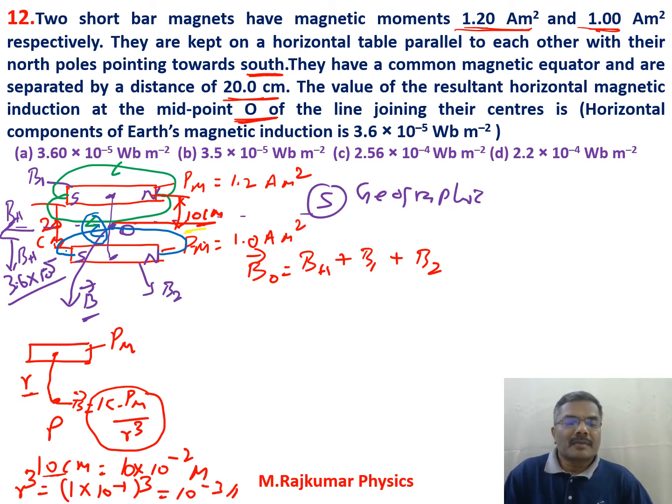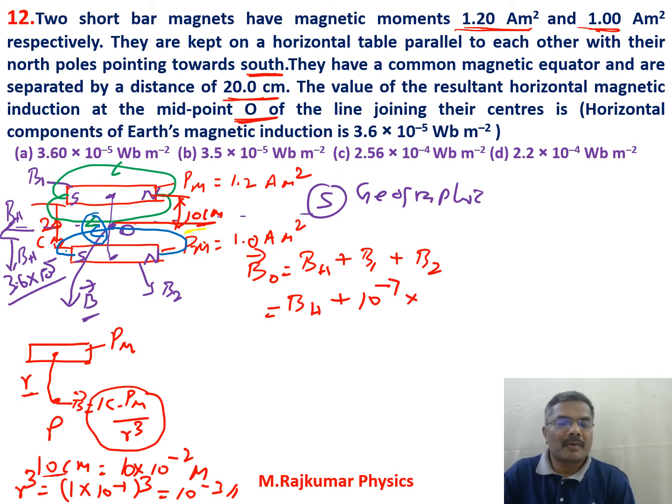Now if I substitute this in the formula, BH is directly given, so I need not worry. So how can I write B1? B1 is K into Pm by R cube. What is the value of K? It will be 10 power minus 7. K value, you know, is 10 power minus 7.